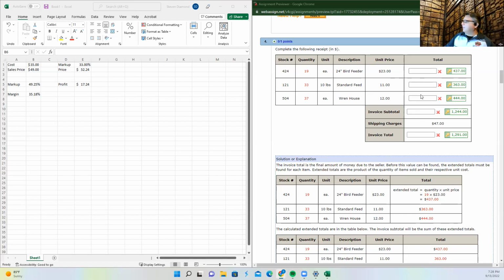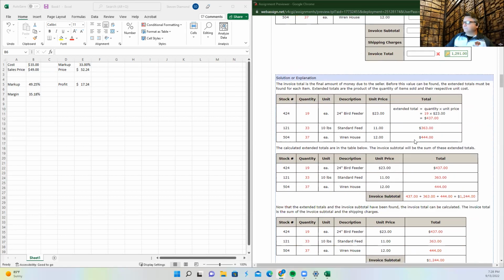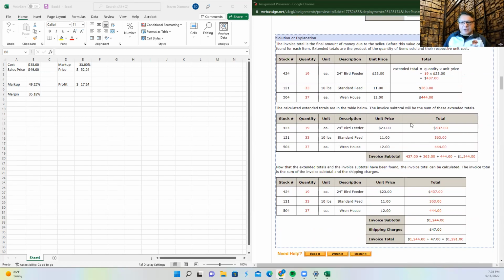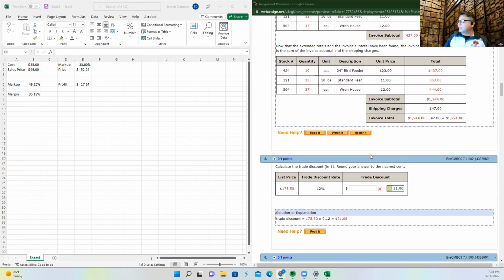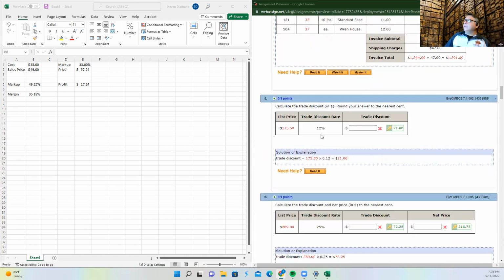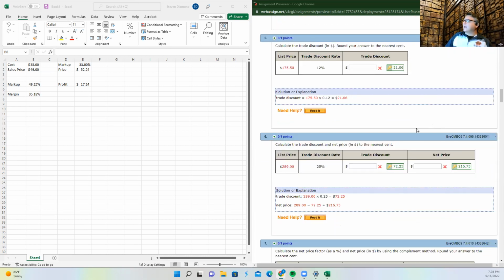Your invoice subtotal will be all these added up. They add shipping charges, you add the invoice final total. This is probably stuff most of us could do in our sleep. Here's what I started talking about, your trade discount.